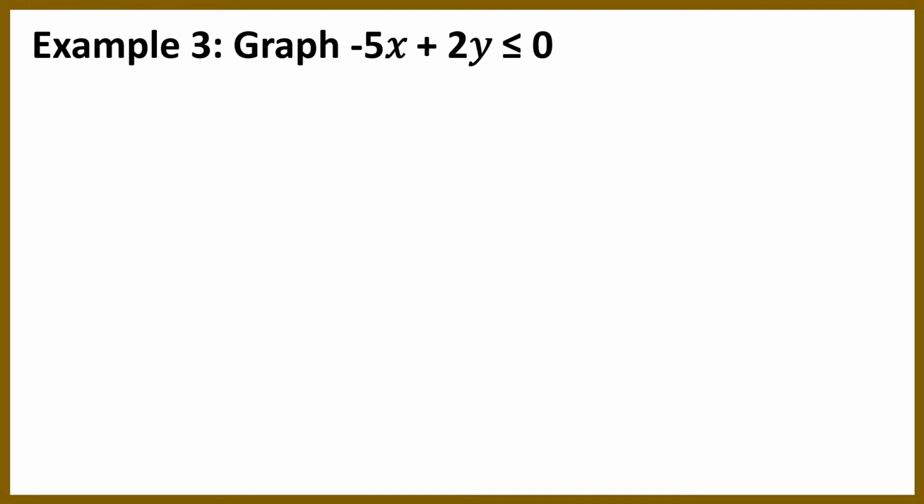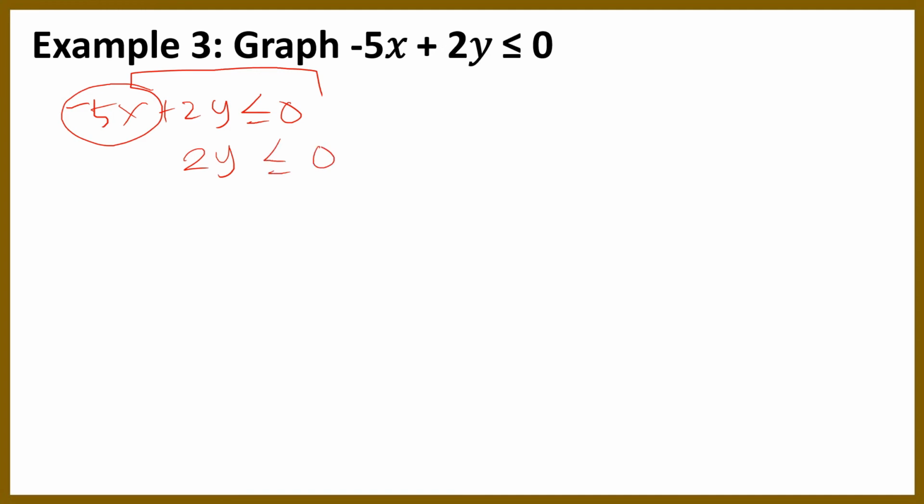Example number 3, graph negative 5x plus 2y less than or equals to 0. So, itatransform muna natin yung equation into slope-intercept form. So, ang gagawin natin is negative 5x plus 2y less than or equals to 0. Transpose natin si negative 5x to the right side of the inequalities. So, bali magiging 2y less than or equal to 0, from negative, magiging positive 5x. Divide natin both sides by positive 2. So, we have here y less than or equals to 0 over 2 plus 5 over 2x.